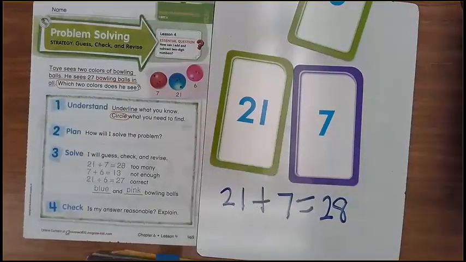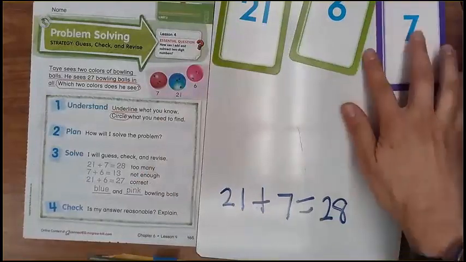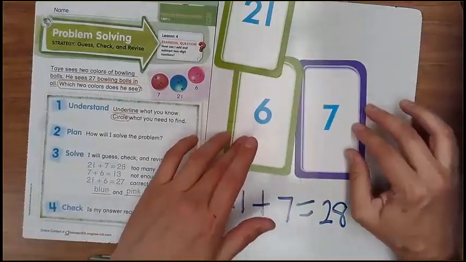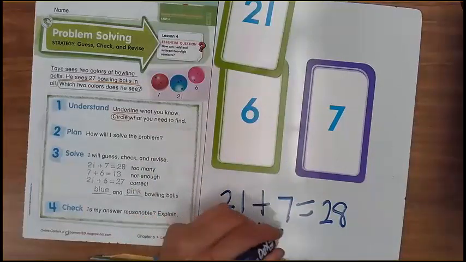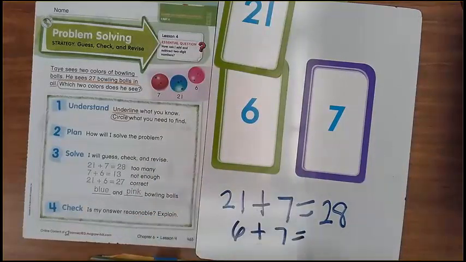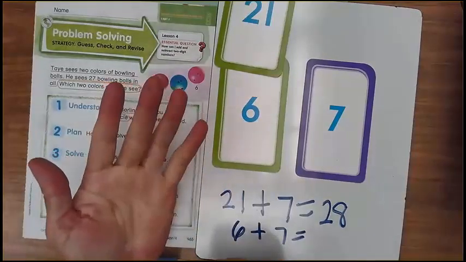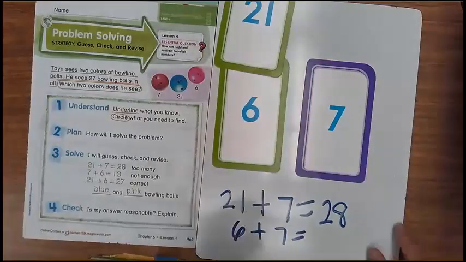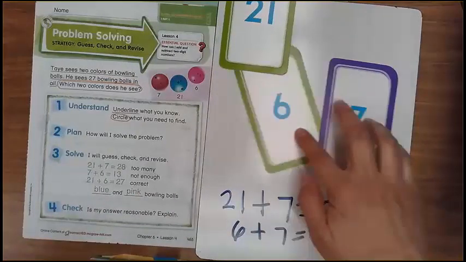No, that's too many. So that can't be it because we said it had to be 27. We're looking for the number 27, so it can't be that. All right, so it's not these 2. What about if I say 6 plus 7? Let's count on from 6: 7, 8, 9, 10, 11, 12, 13. That makes 13. So 6 plus 7, no, that's too little, so it can't be that.